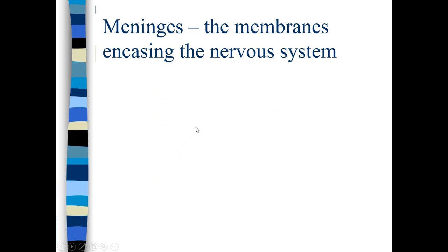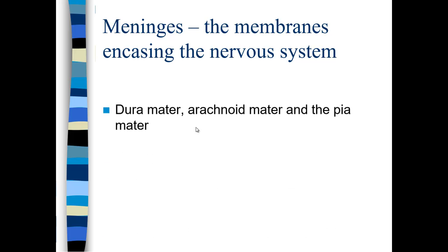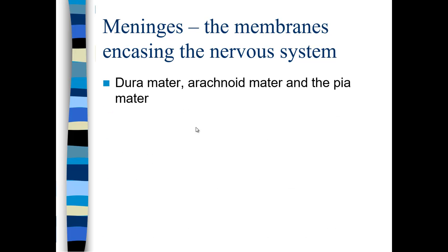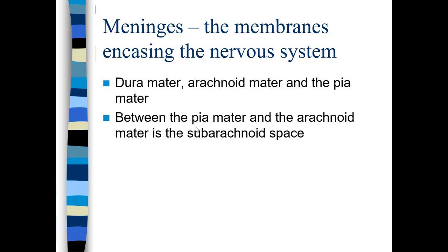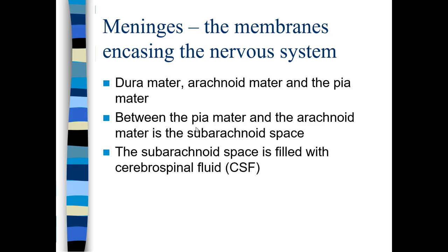Okay, so the membranes around the nervous system are meninges. When you hear about meninges, then you might think of meningitis, which is the swelling and inflammation of the meninges. This includes the dura mater, arachnoid mater, and the pia mater. Between the pia mater and the arachnoid mater is the subarachnoid space. And this space is filled with cerebral spinal fluid.